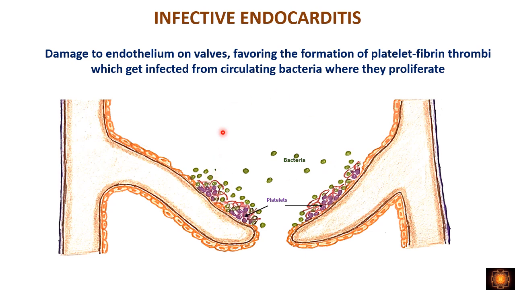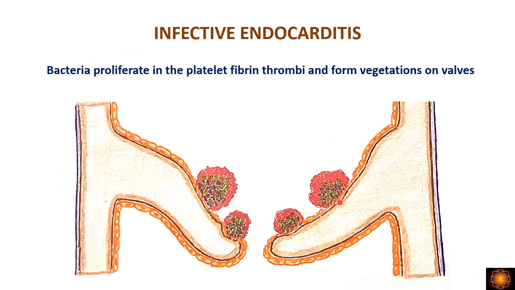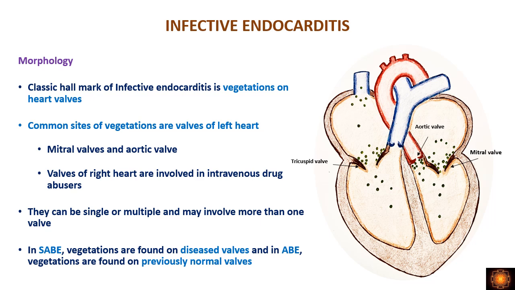So bacteria present in the circulation get enmeshed in this fibrin meshwork in the thrombi. After enmeshing, they start proliferating, and slowly this forms the vegetation. These vegetations have an outermost fibrinous layer, and the inner layer has the proliferating bacteria and the platelets.